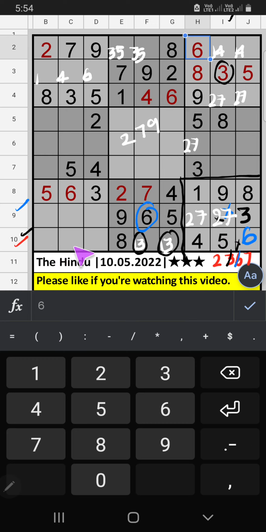10th row, 3 numbers are remaining: 2, 7, 9. Column D, we have 2 and 9, so 2 and 9 can't come in this cell. They will come in any other 2 cells. Column B, already we have 2, so 2 can't come in this cell. 2 is confirmed here. Then 9 is here. Then only one number is remaining: 7. 7 is confirmed here. 9th row, 3 numbers are remaining: 1, 4, 8. It will come in any one of the cells. We will confirm later.